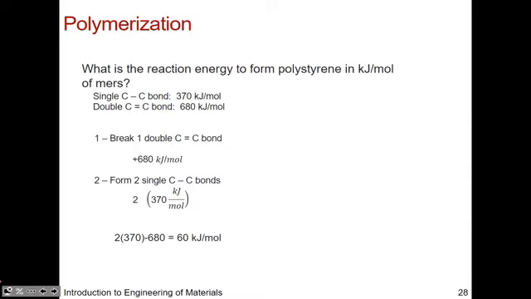So for the energetics, when we think about the reaction, we have to break the double bond. That's listed in your book as 600 kilojoules per mole. To form the single bond, you actually get 2 carbon-carbon single bonds out of it. And each carbon-carbon single bond is 370 kilojoules per mole. So 2 of those would be about 740. And as you remember, the reaction energy is just the products minus the reactants, and that gives you the difference.